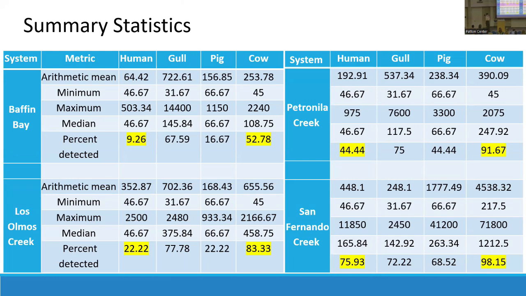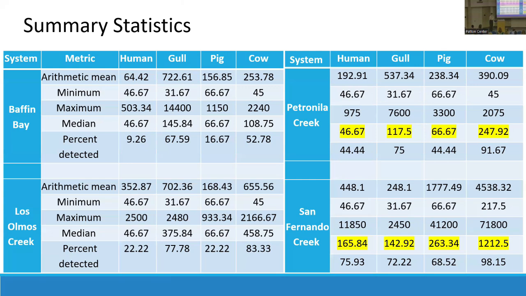And then in San Fernando, we had 75% of samples test positive for the human marker, which tracks. There's a city nearby, there's more people. But 98% of samples had the cow marker in it. Now let's take a little bit of time to look at the difference between San Fernando and Petronila Creek. When we saw that fecal indicator bacteria chart, Petronila had a higher median fecal indicator bacteria than San Fernando. Well, if we take a look at these concentrations for every single marker, San Fernando has a higher median concentration than Petronila. Why could this be?